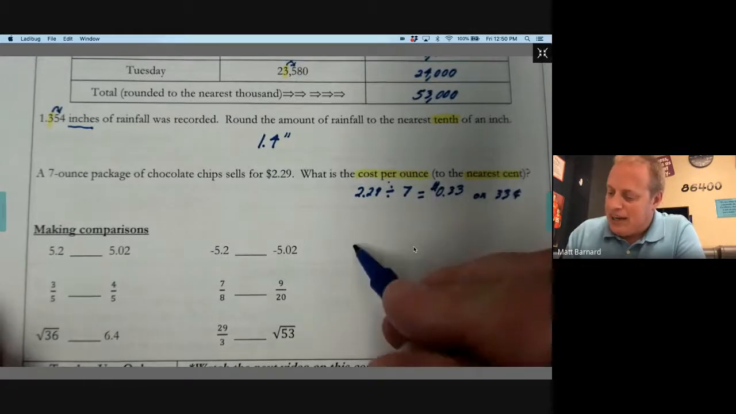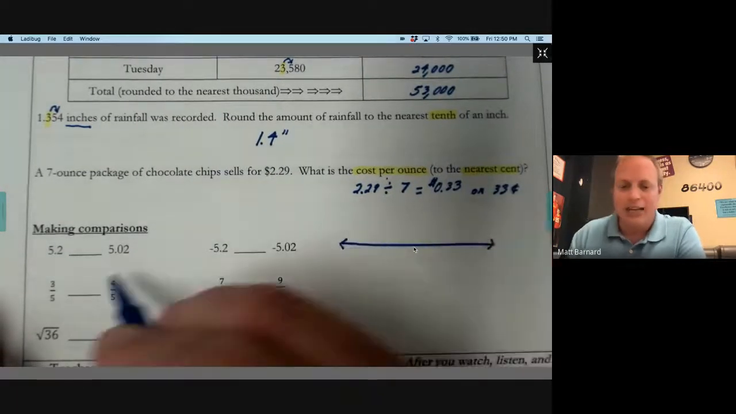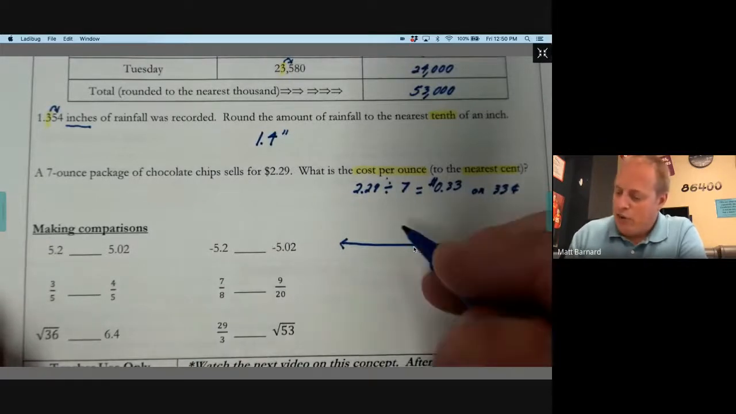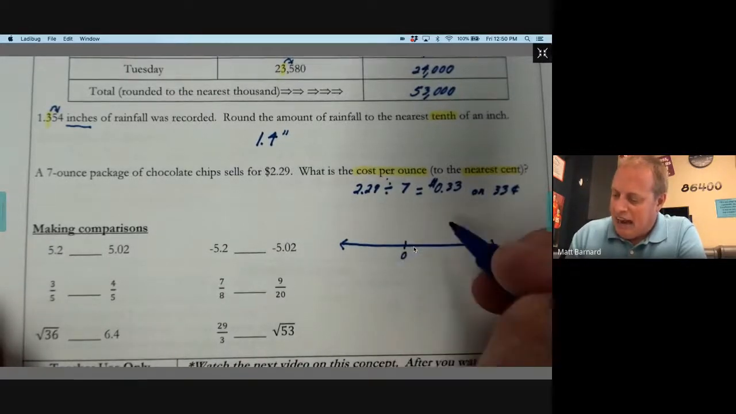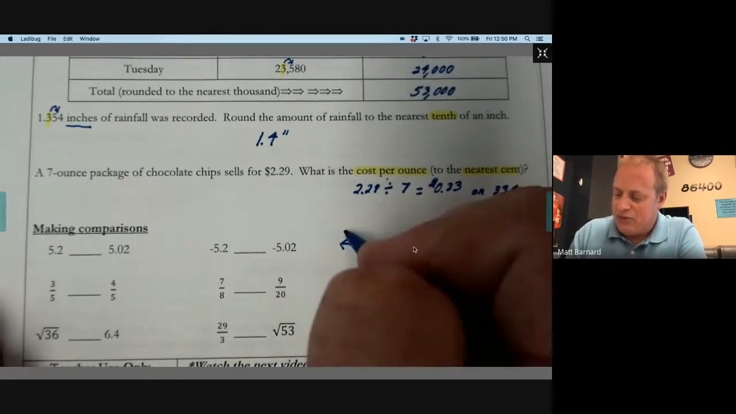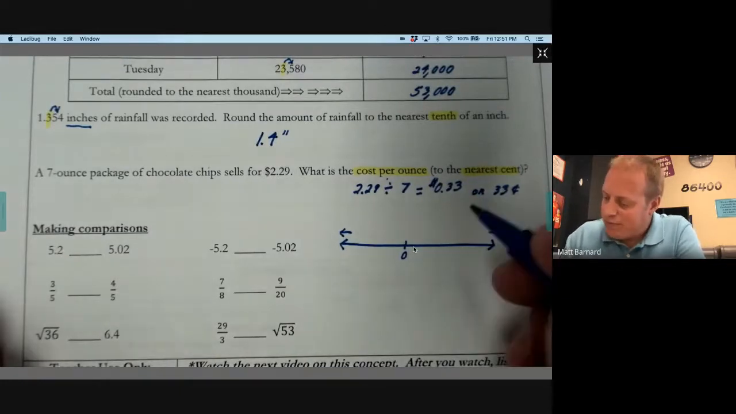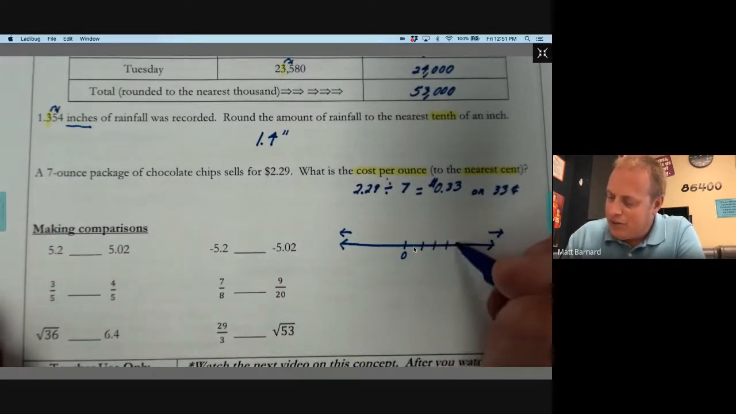So I'm going to draw a number line off to the side. We're going to do these items in pairs. So here's 0. And as we go to the right on the number line, we're getting larger. And as we go to the left, we're getting smaller. So 5.2. Well, 5.2 would be right here. Put a little dot there.